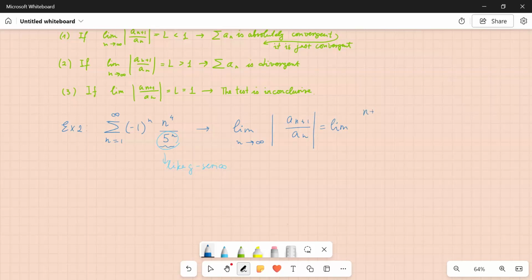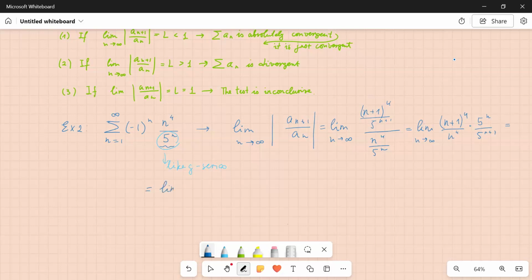So I'm going to use my n plus 1 term: (n plus 1) to the power of 4, 5 to the power of n plus 1, and in the denominator, n to the power of 4, 5 to the power of n, as n goes to infinity. Again, I don't need absolute value here, but if you wish, you can write it down. Everything is positive. I'm going to simplify it and deal with similar factors together. For example, (n plus 1) to the power of 4 divided by n to the power of 4, and the 5s come separately as a separate fraction. You will see why.